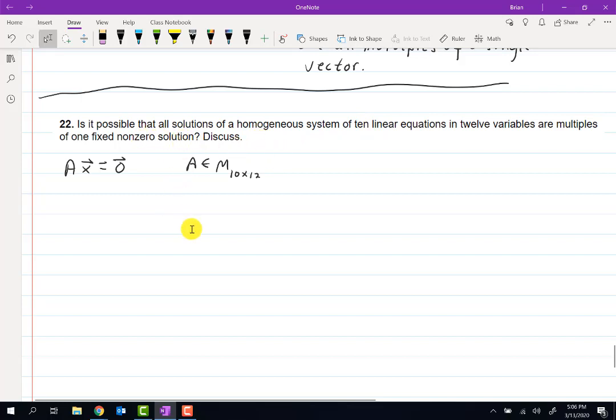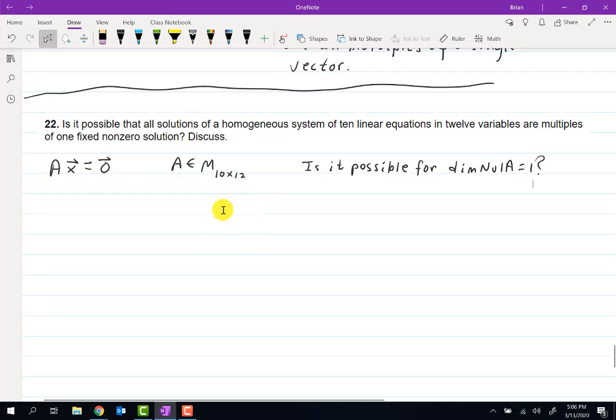So is it possible for dim null A to equal 1? That's what the question is asking us, because we're talking about the solutions to this homogeneous system. Those non-zero solutions are all going to be members of the null space of A. So anyways, let's take a look at our basic equation here. In terms of A, we have the rank of A plus dim null A. That has to equal the number of columns, which is 12.